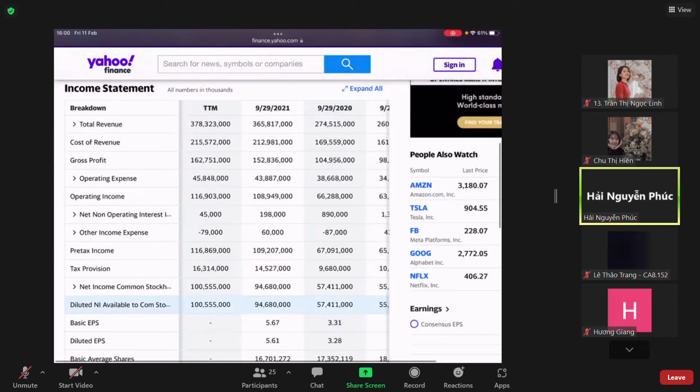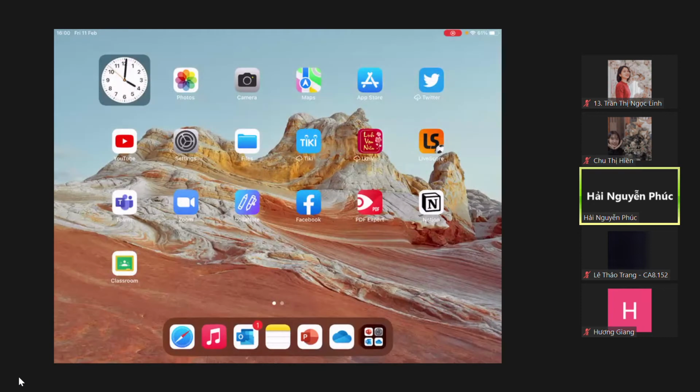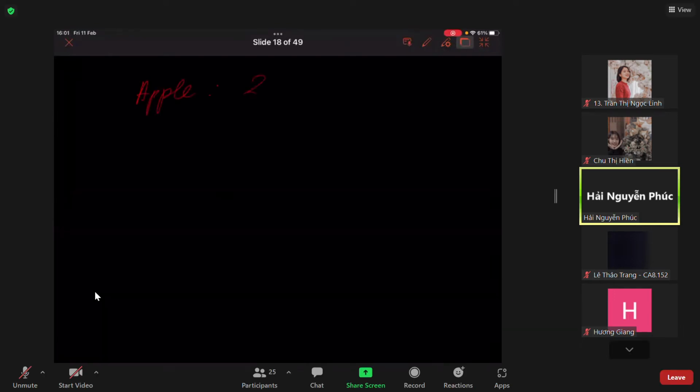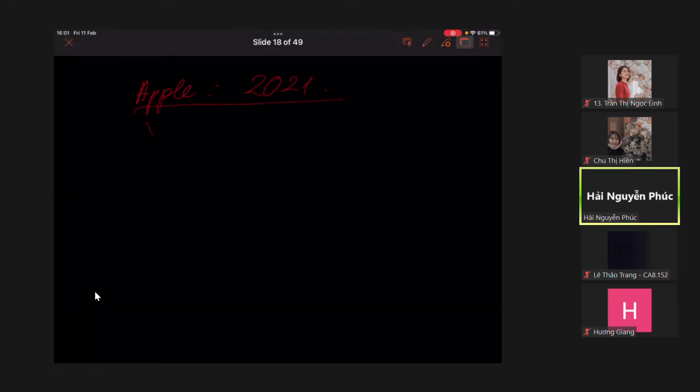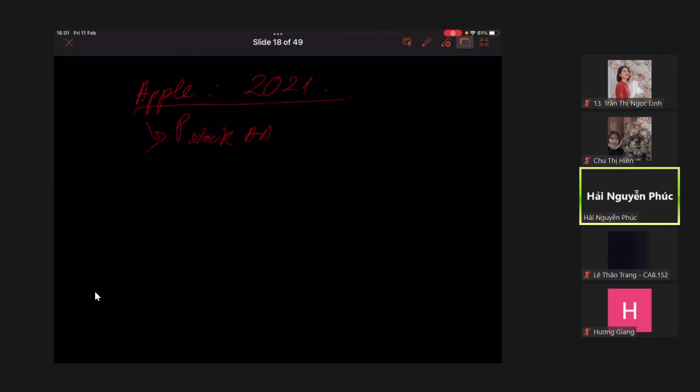For the year of 2020, the EPS of Apple is 3.3. Now let's do the computation again. We are looking at the case of Apple. Let's assume that at the end of the year 2021, the stock price of Apple is equal to 170 US dollars. We know that the EPS of Apple in 2021 is 5.67.